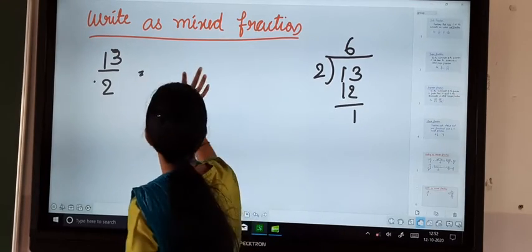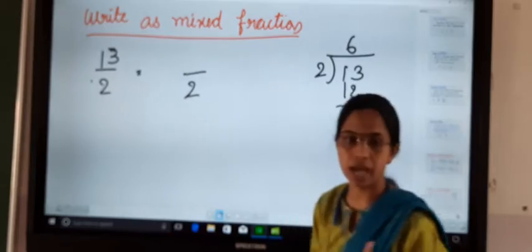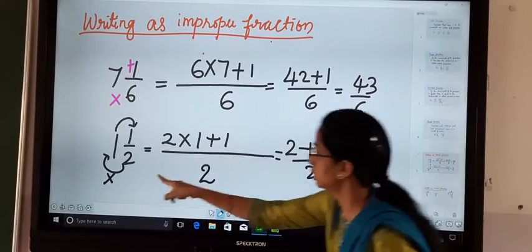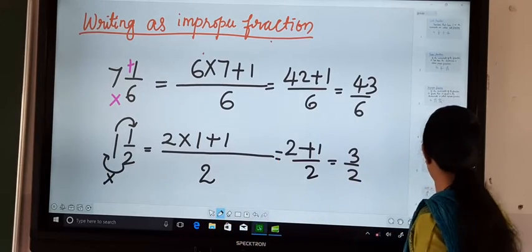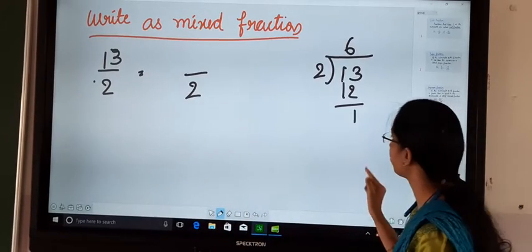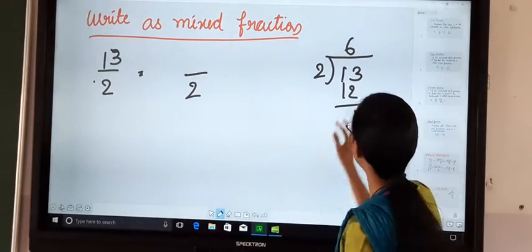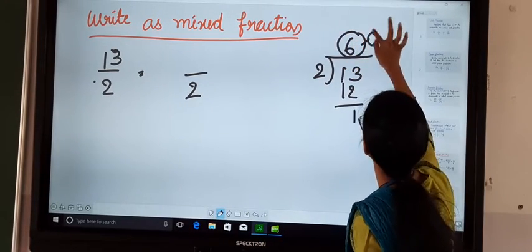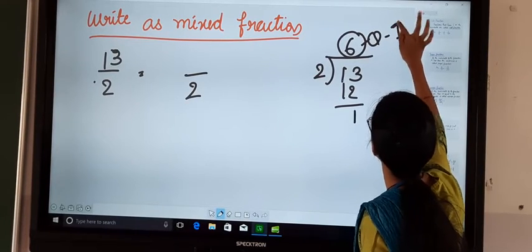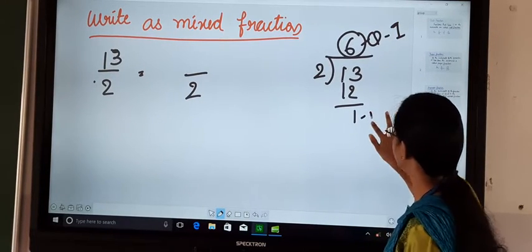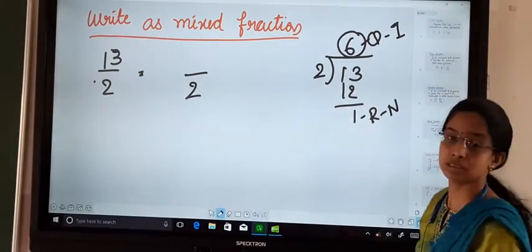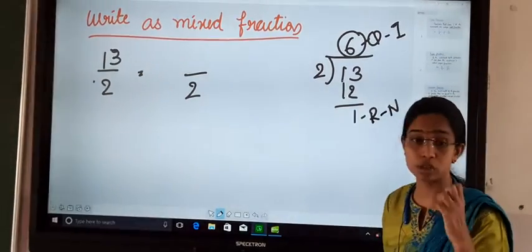Here the denominator will remain the same as it is. In both the methods, the denominator will not change. It will be the same always. By writing only the numerator part and whole part, the quotient will become the integer and the remainder will become the numerator. QIRN. This is one formula to remember.